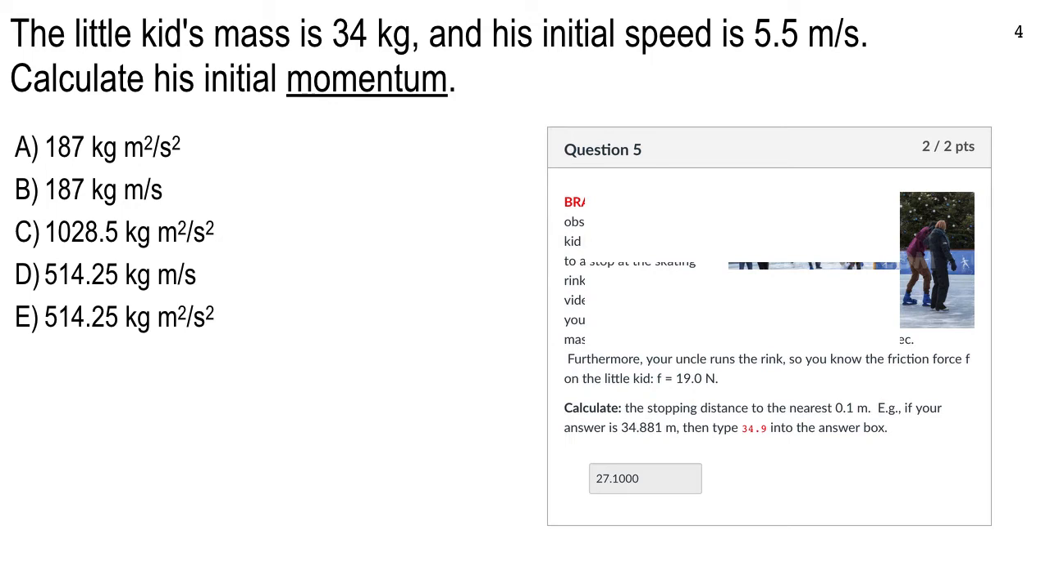The shrimpy little kid problem that I had: 34 kilograms, initial speed 5.5. So we'll go ahead and make a note of that. That's the specs that we're going to use. And also, you can't really see it very well, it's down here, and it was on the other slide: the frictional force, 19.0 newtons of friction. All right, so calculate his momentum and make a vote. And I'll give you a minute or so to do that.